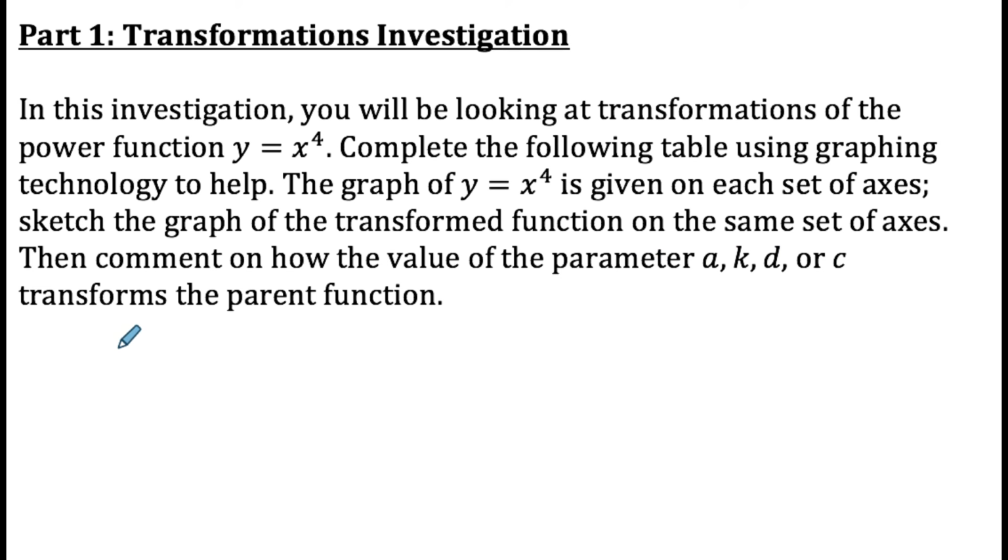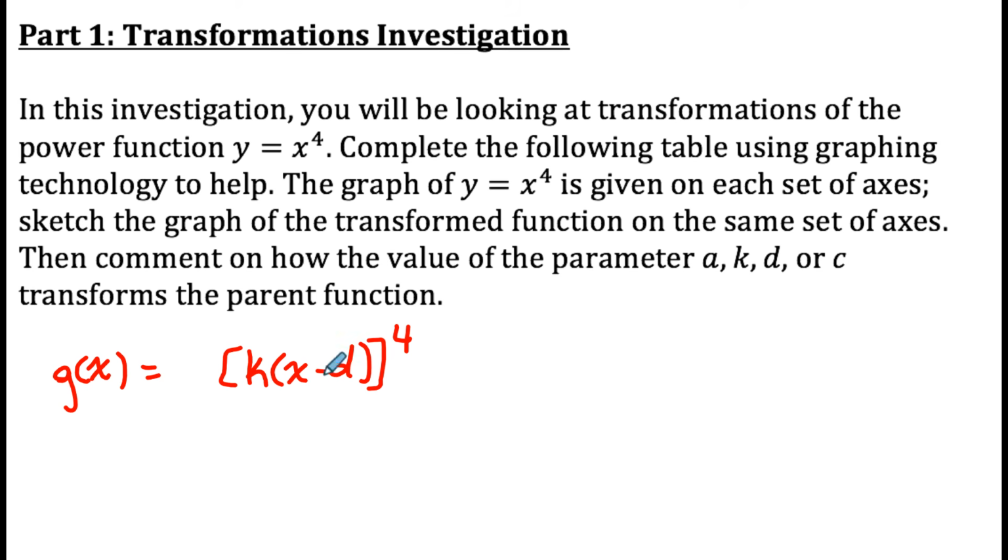It's important to know that the parameters k and d are going to affect the base of the power. They're the horizontal transformations. So the base of the power would become k times x minus d. And the exponent of 4 will be on it because this is a transformed x to the 4 function.